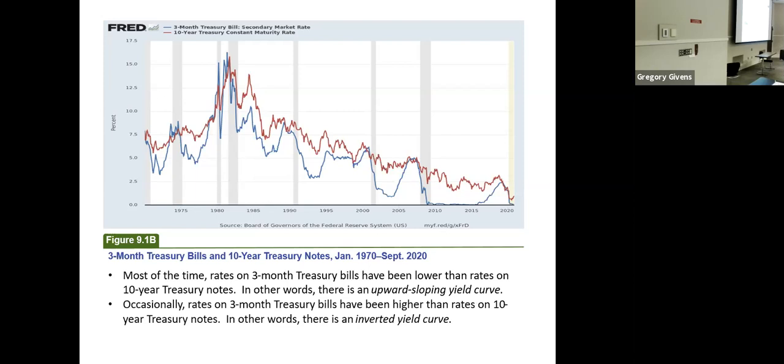Occasionally, point 2, rates on 3-month T-bills have been higher than rates on the 10-year Treasury notes. In other words, from time to time, the yield curve becomes inverted. It has a negative slope. And you can see on the graph, if you squint real hard or look at your computer screens, when that happened. Looks to me like the yield curve inverted in the early 70s a little bit, in the mid 70s, in the early 80s, and right before 83. Where else was the blue line higher?